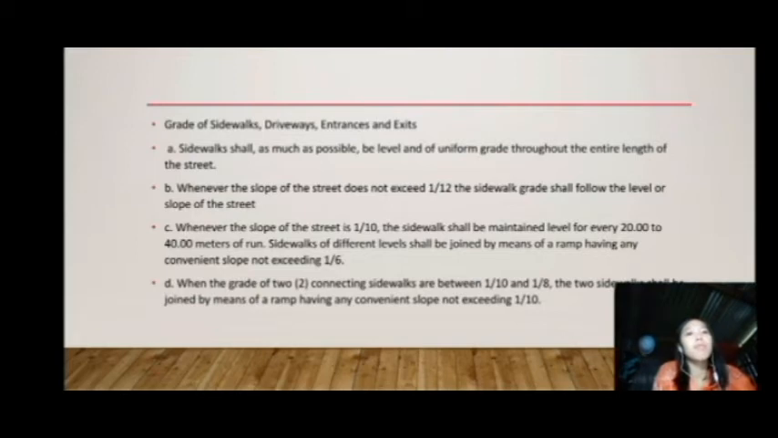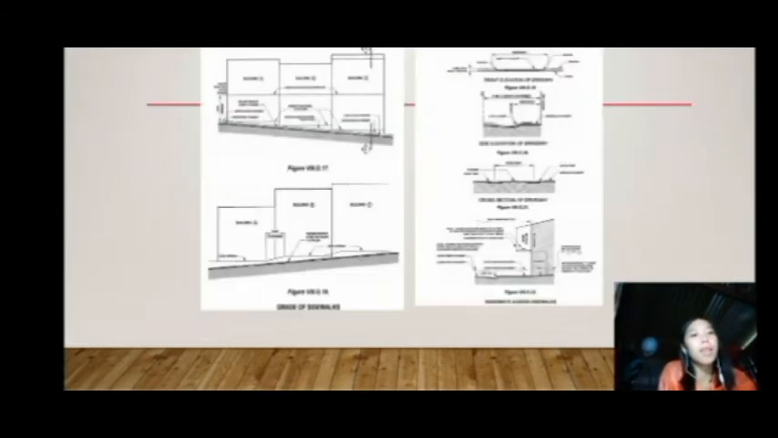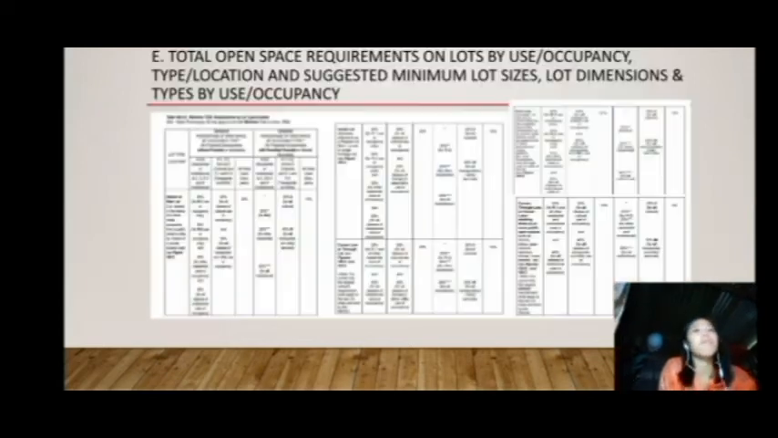Sidewalks of different levels shall be joined by means of a ramp having any convenient slope not exceeding 1 over 6. When the grades of two connecting sidewalks are between 1 over 10 and 1 over 8, the sidewalks shall be joined by means of a ramp having any convenient slope not exceeding 1 over 10. Here are examples of graded sidewalks and driveway access sidewalks.